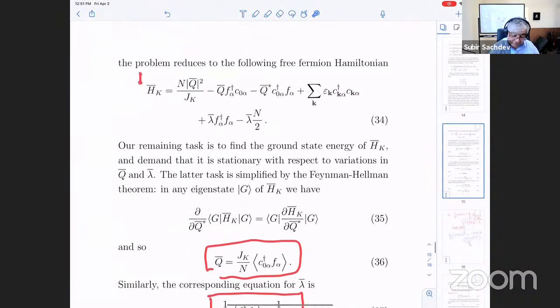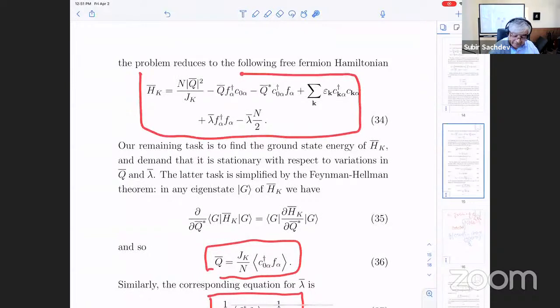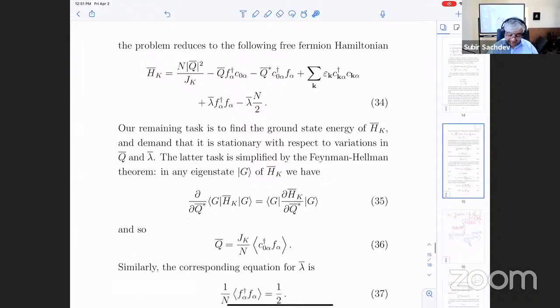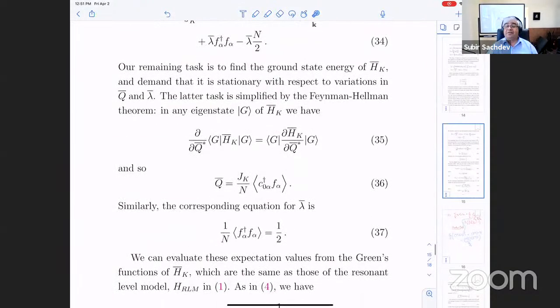And there's your Hamiltonian. It's just a free fermion Hamiltonian. Okay. So that's all we're doing now. It's almost exactly what we did for the BCS theory. For the BCS theory, you had a free fermion Bogoliubov Hamiltonian with a parameter delta, and there's a self-consistency condition. Here you have 2 parameters, Q bar and lambda bar, and so you have 2 self-consistency conditions. All right. So from this point, it's just algebra.